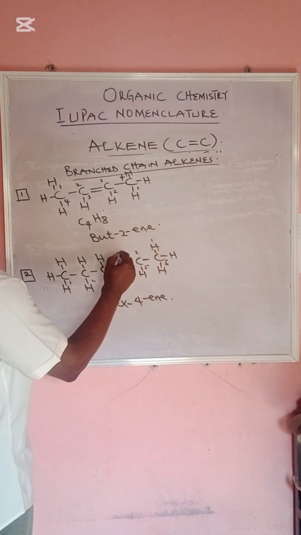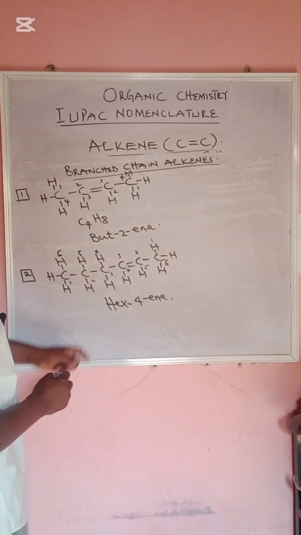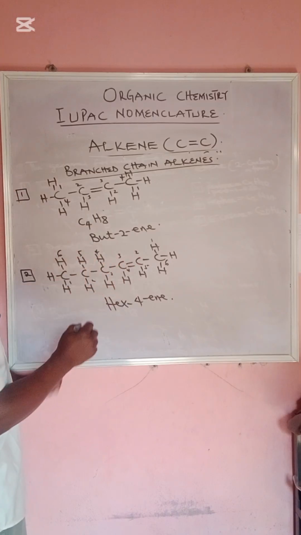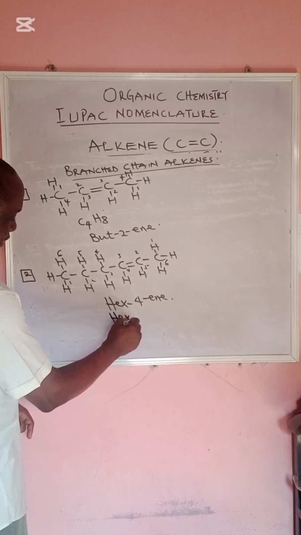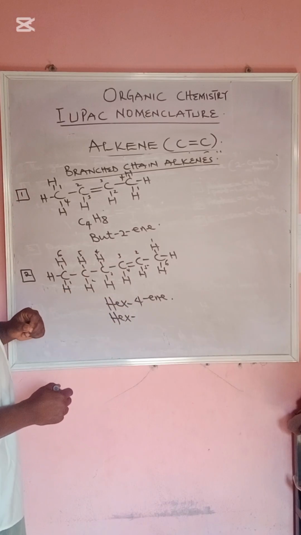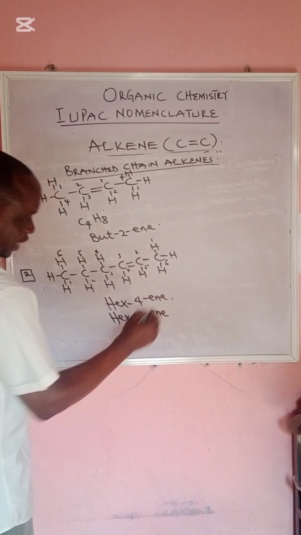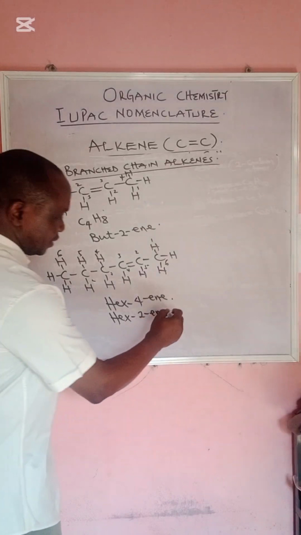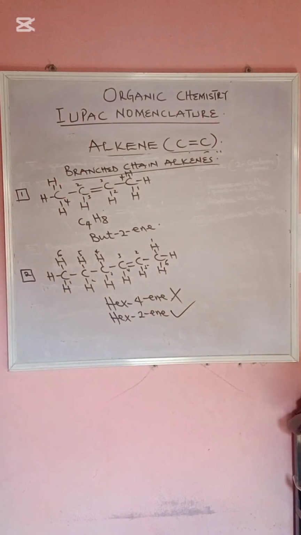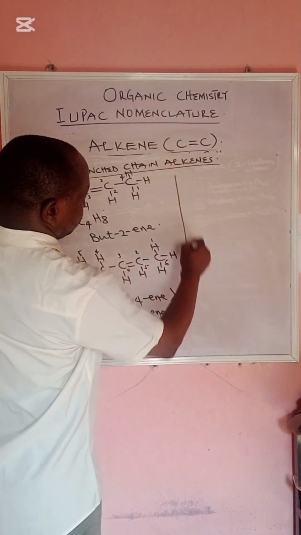1, 2, 3, 4, 5, 6. The double bond is between carbon 2 and 3, so I will take carbon 2. So it is hex-2-ene. What will be the correct answer? Take the lower number. This is correct. This is wrong. This is correct. This is wrong. So 3.